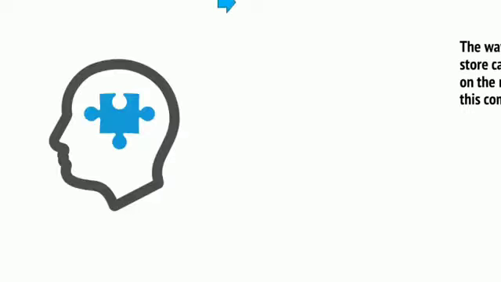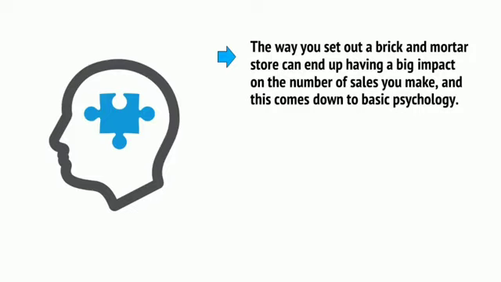If you were the manager of a high street store or a supermarket, then a big part of your job would be to decide how to lay out all of the products in that store so that they would sell optimally. This means getting people to walk through specific aisles in order to find the best sellers, thereby being exposed to other products they might be interested in but hadn't considered. In other words, the way you set out a brick and mortar store can end up having a big impact on the number of sales you make, and this comes down to basic psychology.